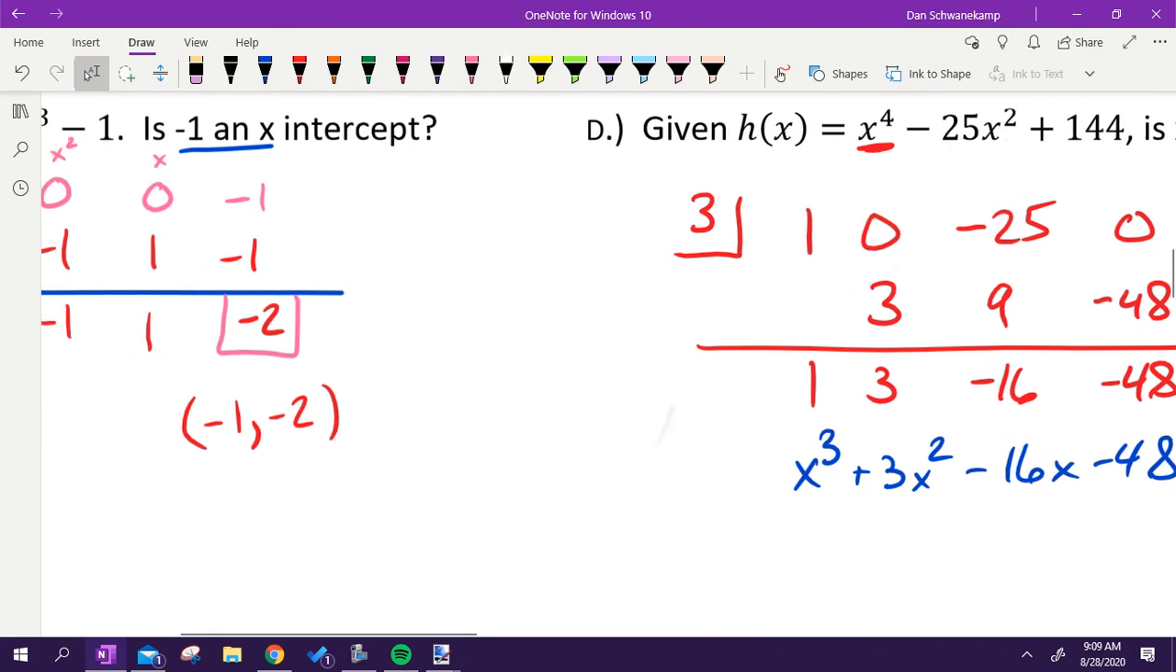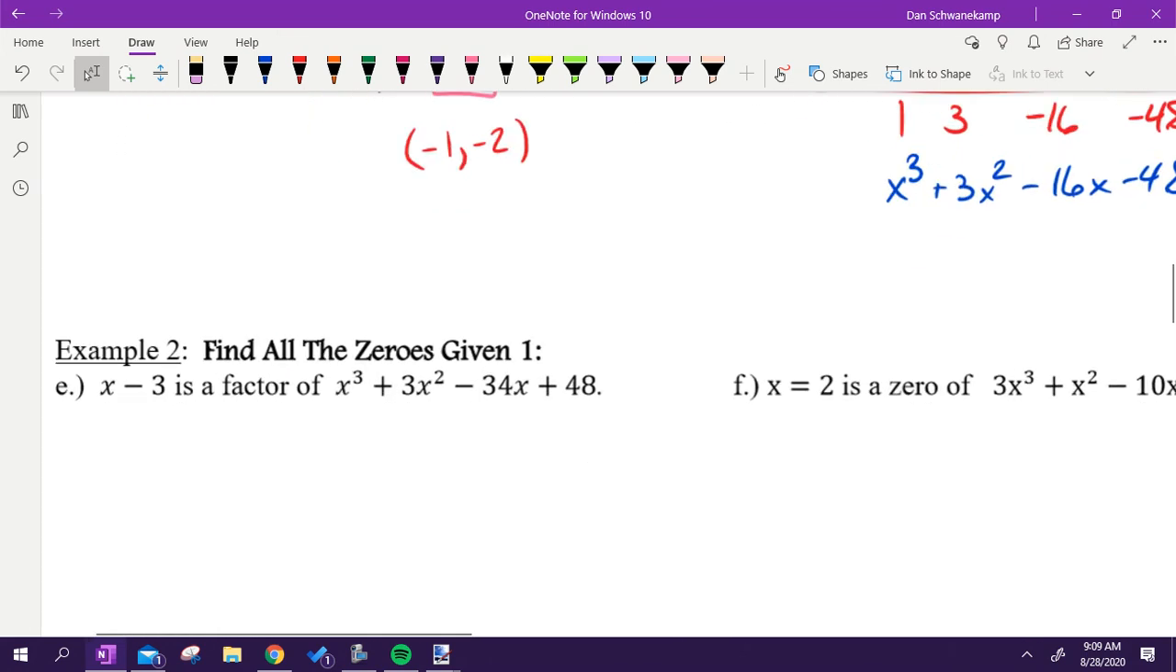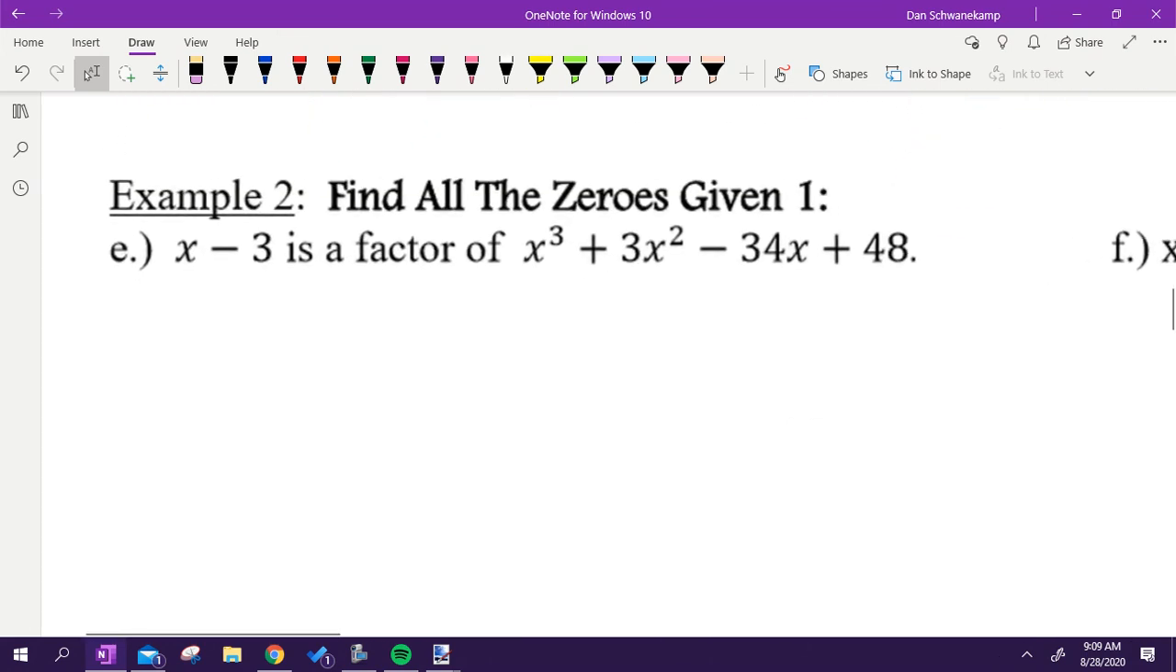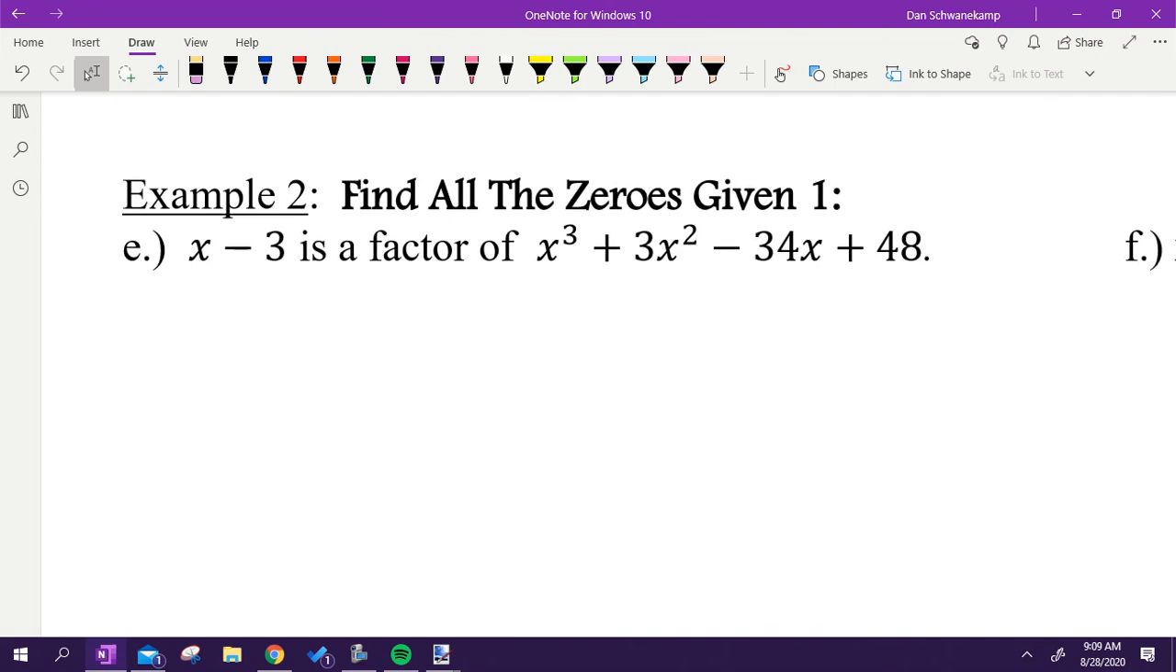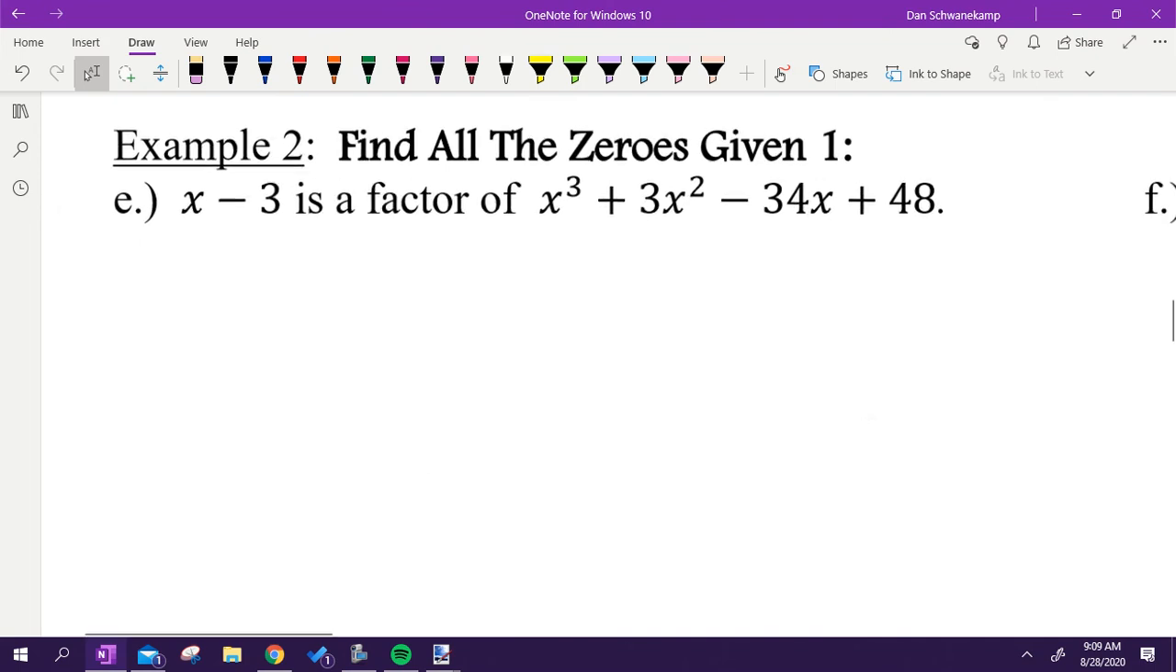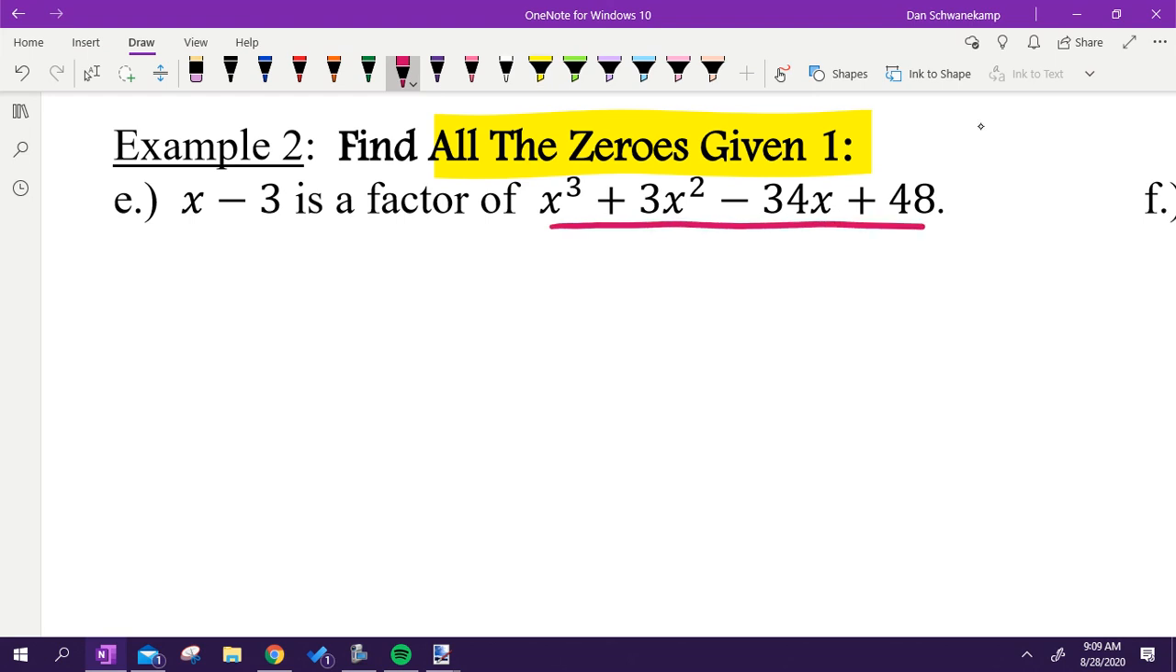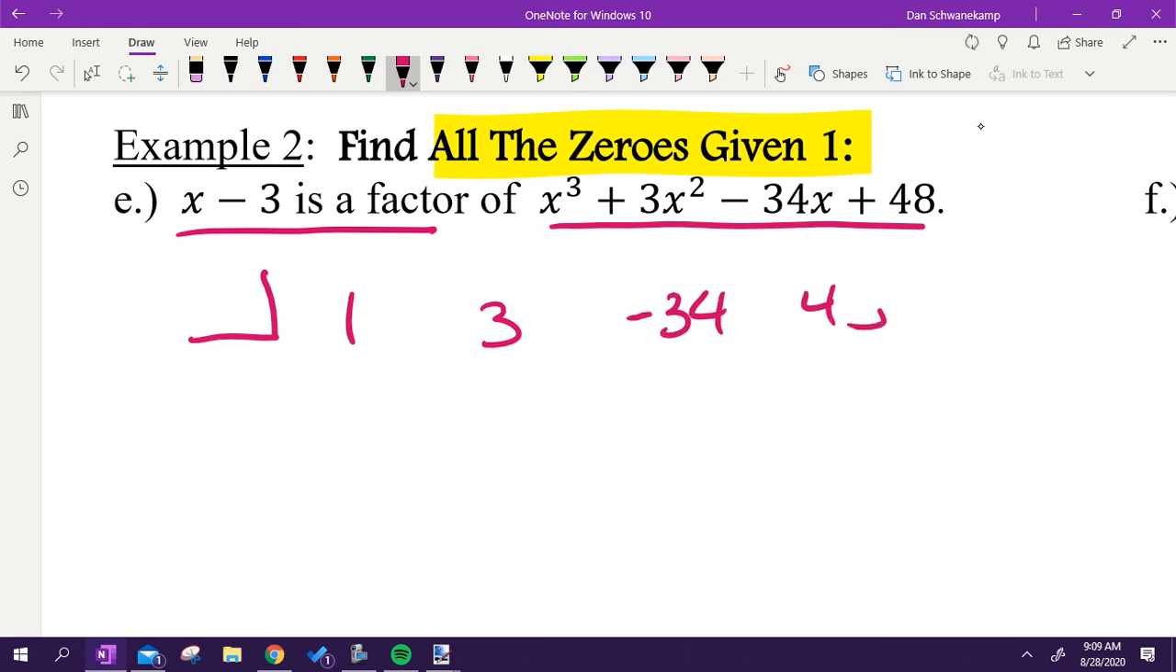Once we've done that, now we're going to move on to the next part. So far, all we've done is decide if something's a root or not. Now what we're going to do is decide what all of the answers are. If I look at example E, it says find all of the zeros given one of them. So x minus 3 is a factor of that thing right there. Notice that this is not a question anymore. It's not saying is x minus 3 a factor. I am telling you x minus 3 is a factor. So if I set this up, I've got 1, 3, negative 34, and 48.